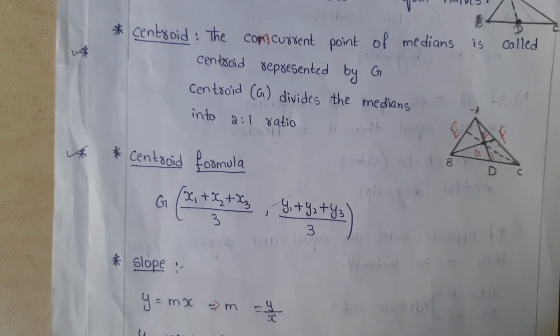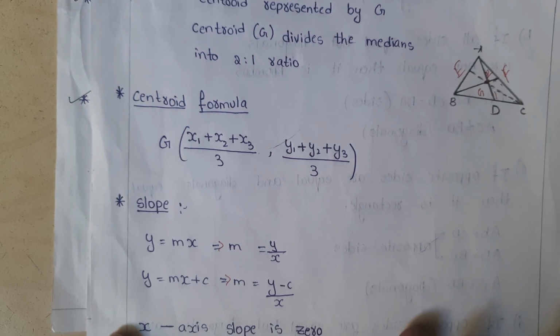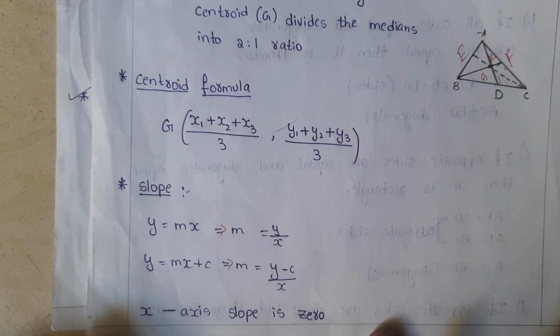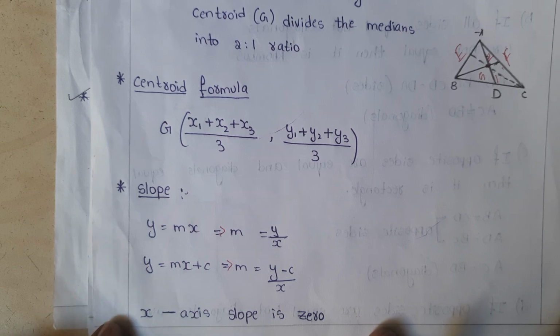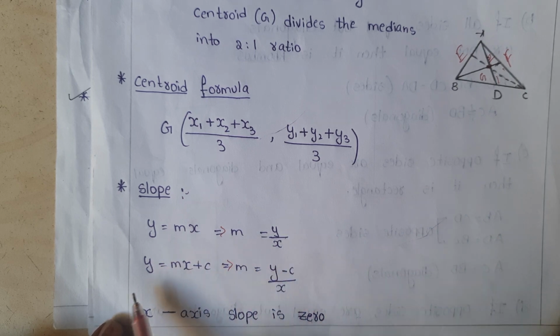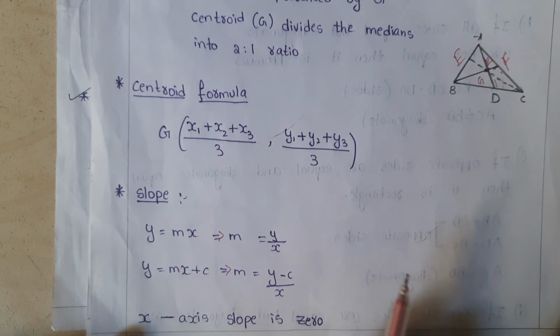I am not reiterating these points, because they are not present in our new syllabus. Where I put ticks, only those are very important. Here, slope form: y is equal to mx is a line passing through origin, m is equal to y by x. y is equal to mx plus c is a line which does not pass through origin, its slope m is equal to y minus c by x.